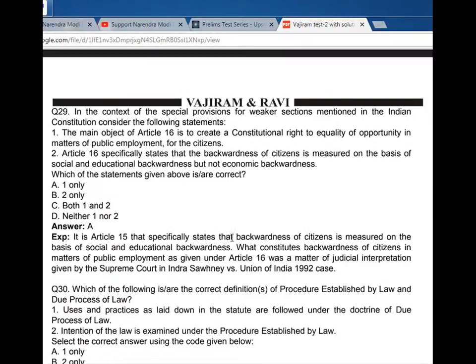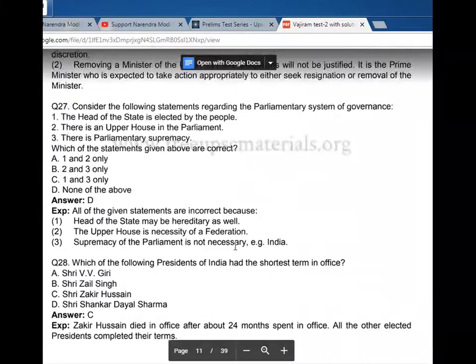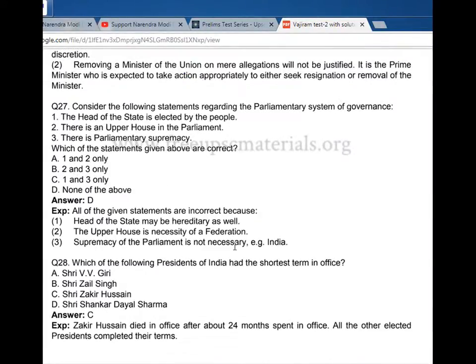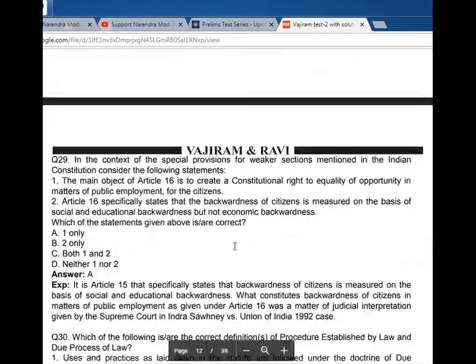Next, parliamentary systems of governance. The head of the state may be hereditary as well. The upper house is necessary in a federation. The supremacy of the parliament is not necessary.